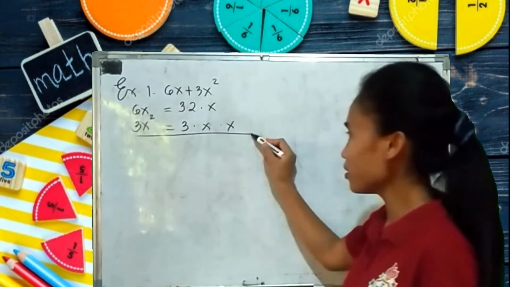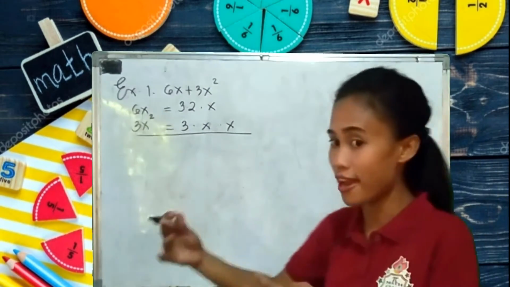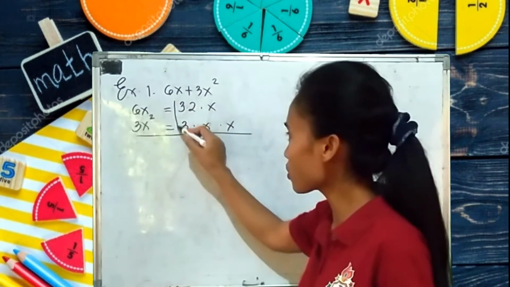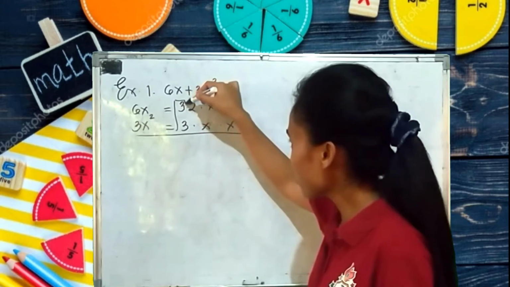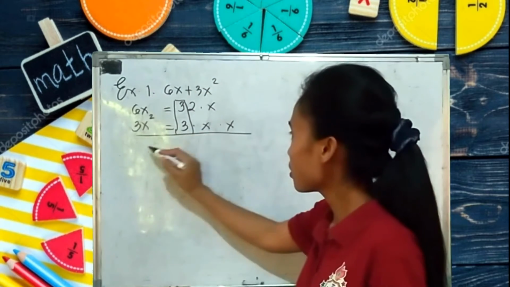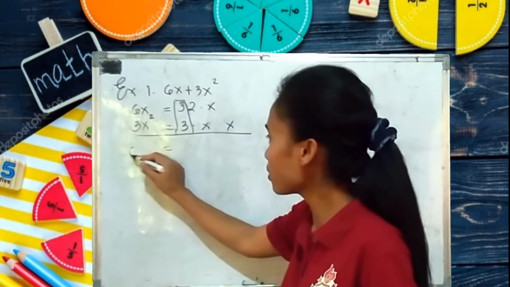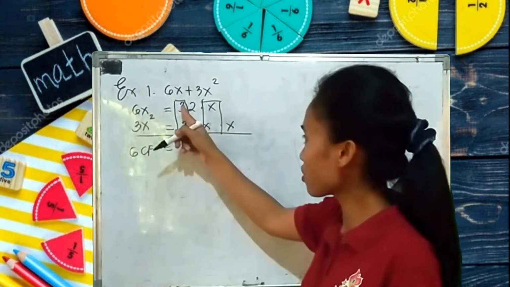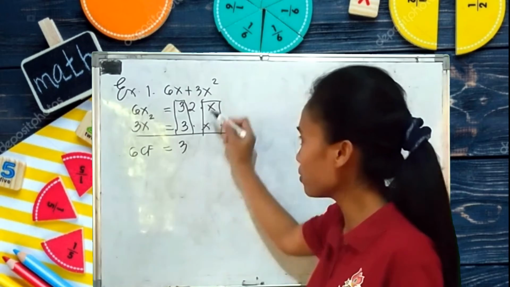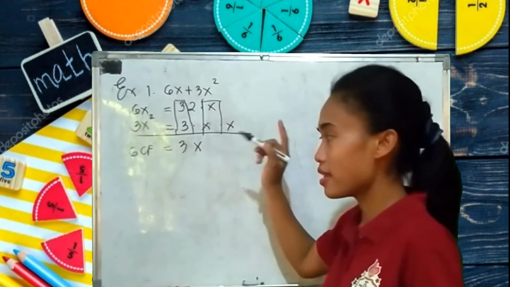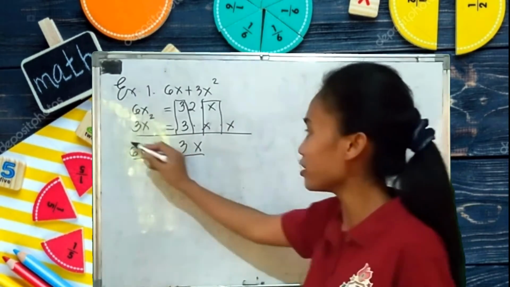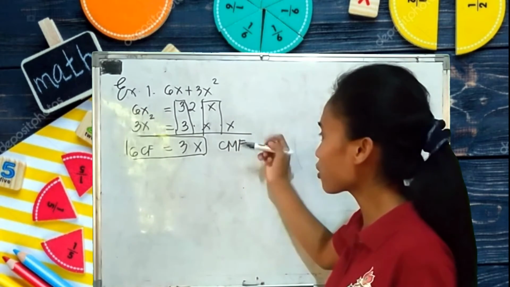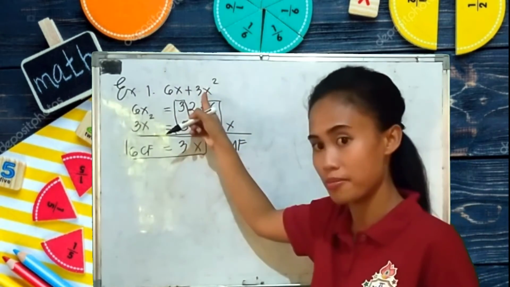The second step in your GCF, we identify the common factors. So we put it in the box. So we have this one now is your GCF. So the common factors are 3, bring it down, and then x. Now we consider this one the GCF or the common monomial factor of the two terms.